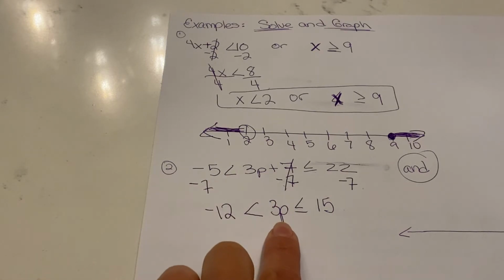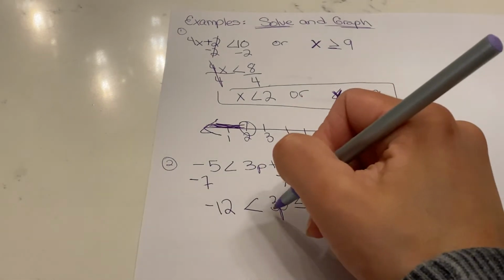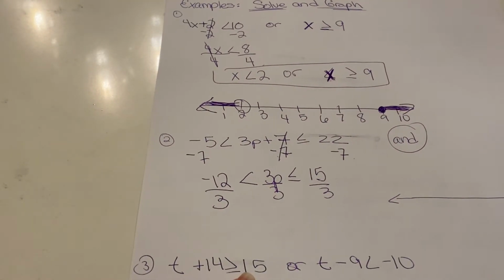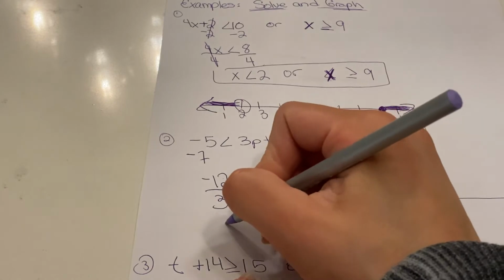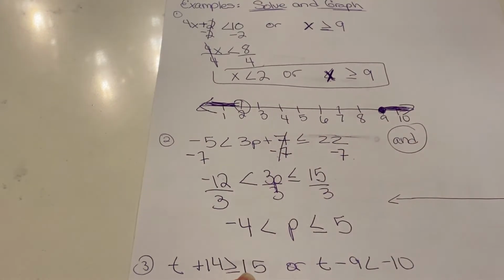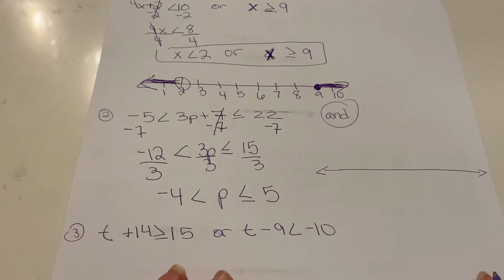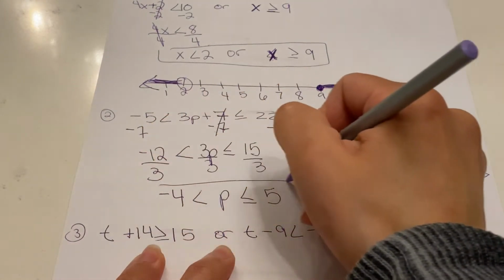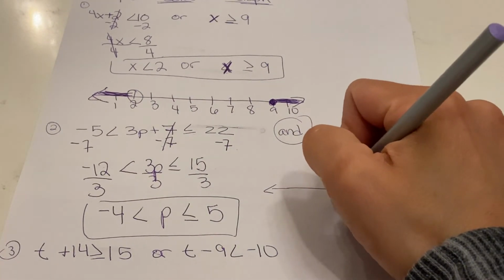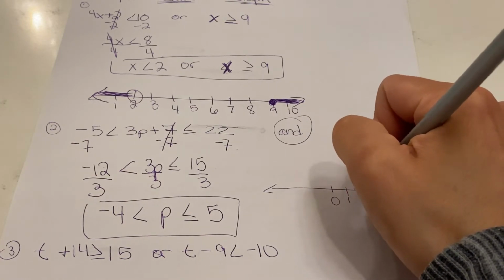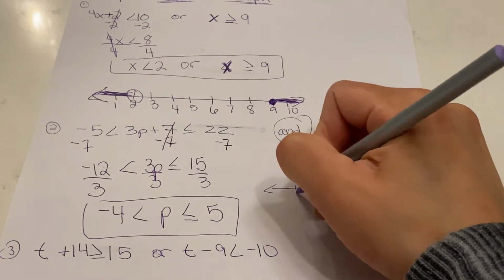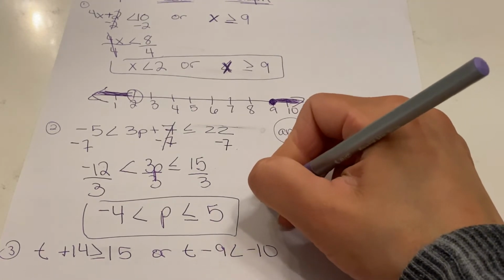All right, so now how do I get the P by itself? By dividing. So I gotta divide it to everything, okay? So negative 12 divided by 3 is negative 4, less than P, less than or equal to 5, okay? So now my next step, this is my solution. My next step is let me label my number line. So I put the 0 here, 1, 2, 3, 4, 5, negative 1, negative 2, negative 3, negative 4.